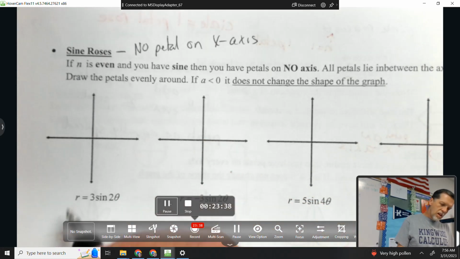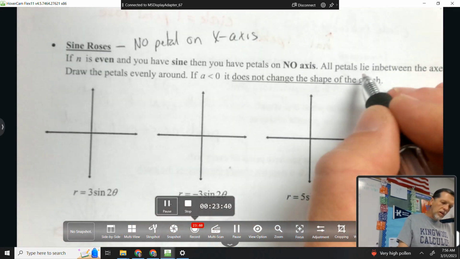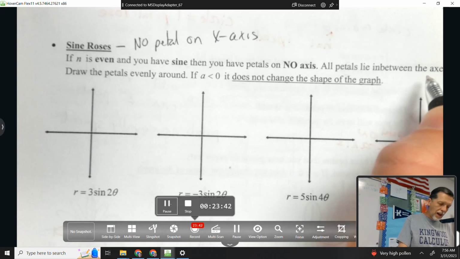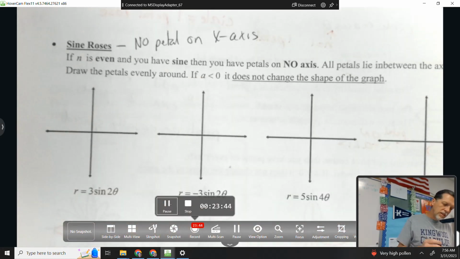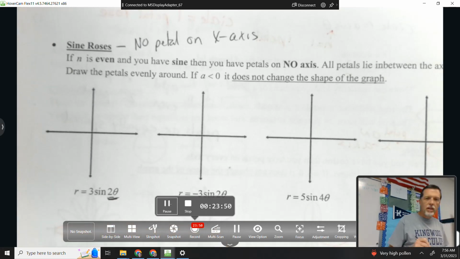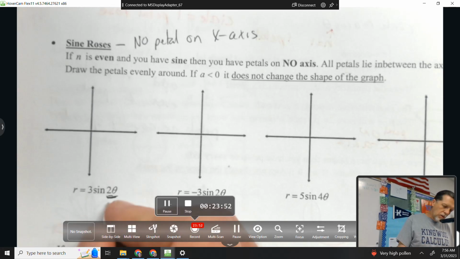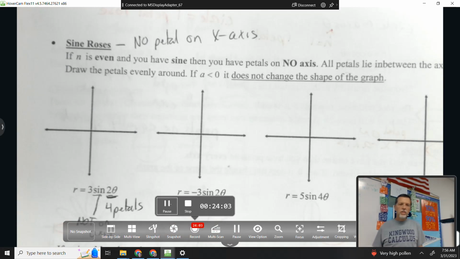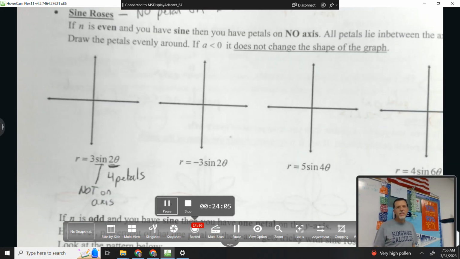All right. All the petals lie in between the axes. Draw the petals evenly around. So r equals 3. A lot of these are the same thought process here. So if n equals 2, that means we've got 4 petals, but not on an axis. So I need to equally space petals, avoiding the axis.